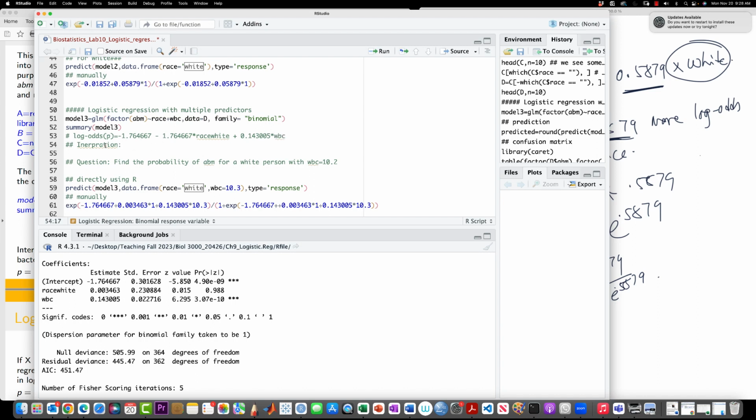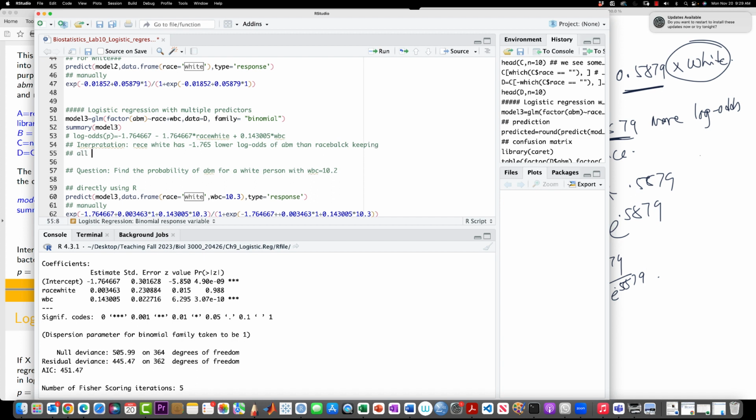How do you write the interpretation? The interpretation is that race white has negative 1.76, let's say, lower log odds of ABM than race black, keeping all others constant, because it is a multiple regression, right?